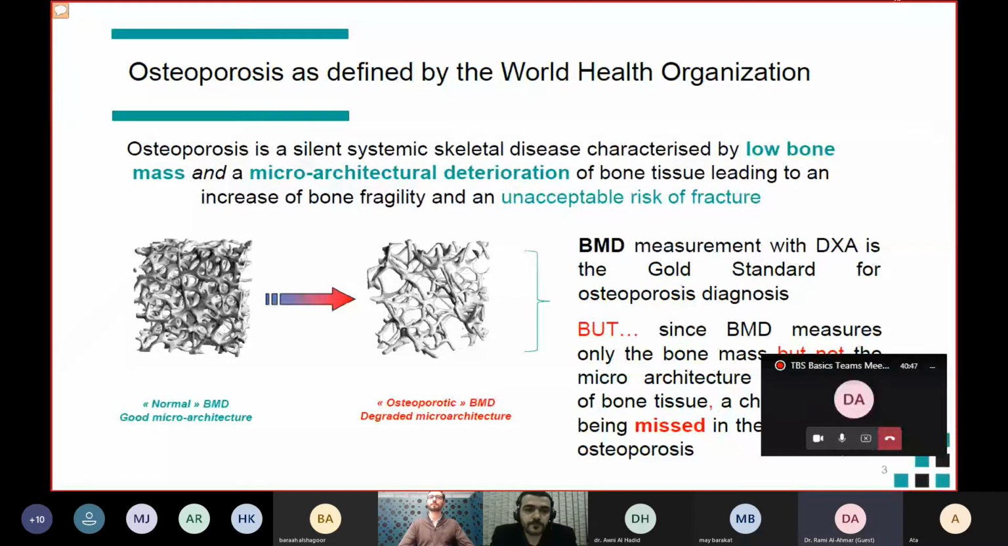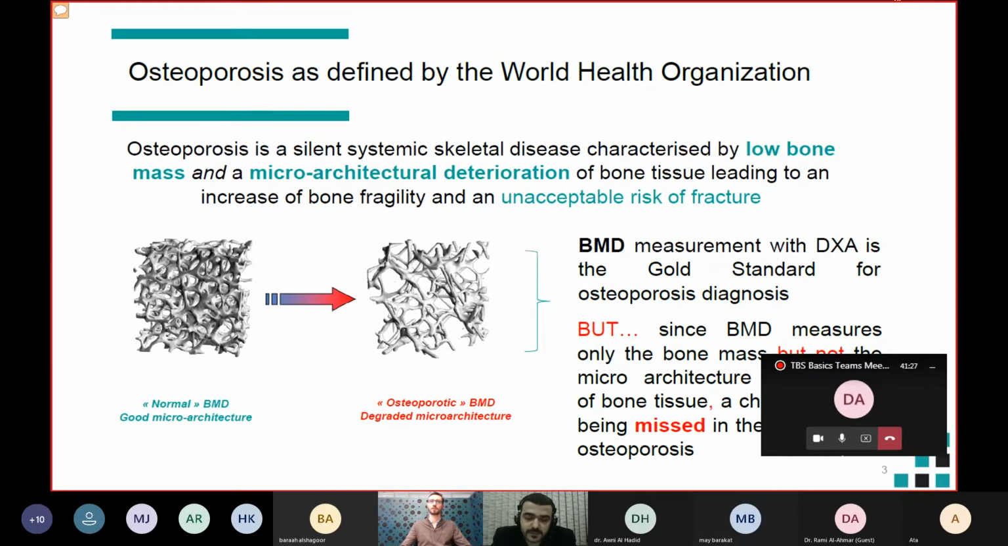Okay. Great. So let's start with the definition of osteoporosis as defined by the WHO, the World Health Organization. Osteoporosis is a silent systematic skeletal disease characterized by two factors: low bone mass and microarchitectural deterioration. This is defined by the WHO. Of course, this leads the bone tissue to increase bone fragility and unacceptable fracture risk. We have two images here: one for a normal BMD and good microarchitecture, the other one is osteoporotic BMD and degraded microarchitecture.